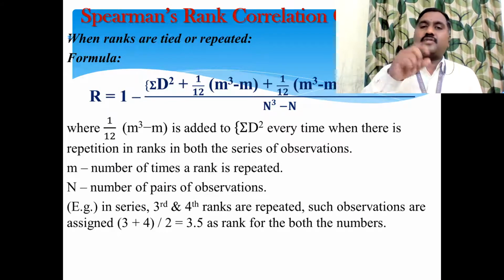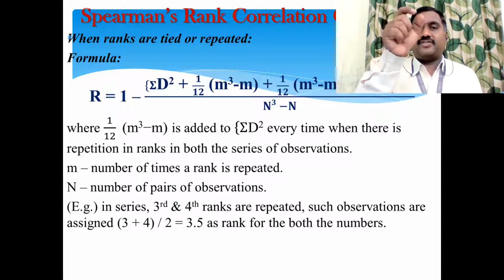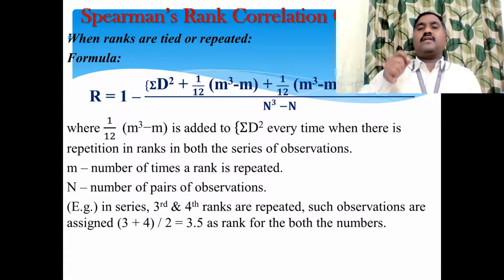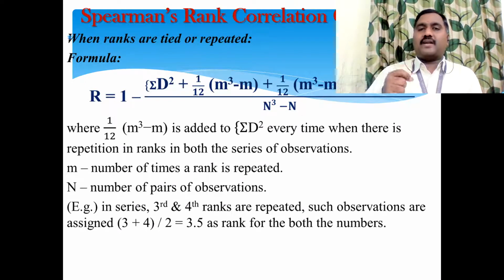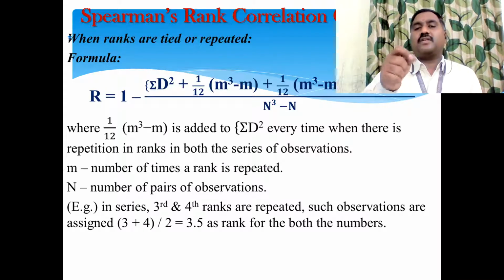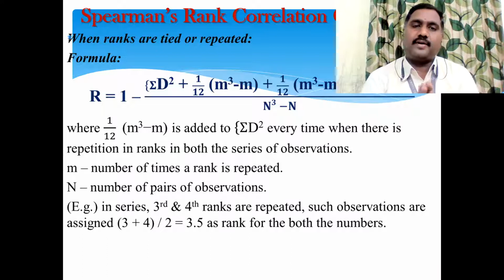And similarly, suppose directly instead of giving the value, they give the rank directly. Judge 1, rank 1, rank 2, rank 3, again rank 3. That can be added and then they can divide it and give you, like 3 plus 3 means 6 by 2, 3. 3 is the rank 3. And then fourth place also they will put 3. Suppose 4th and 5th rank are the same rank, so they will add it and put it. So in those cases, you have to use this formula.